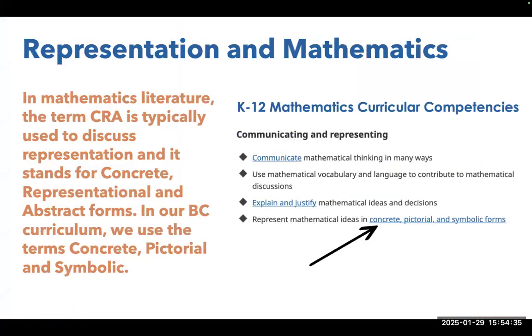When we think about communication and representation in mathematics and relate it to our curriculum, in mathematics literature, the term CRA is typically used to discuss representation, and it stands for concrete, representational, and abstract forms. But in BC, we use the terms concrete, pictorial, and symbolic. So we want to provide students with opportunities to show their thinking during the learning process and after in these particular forms.